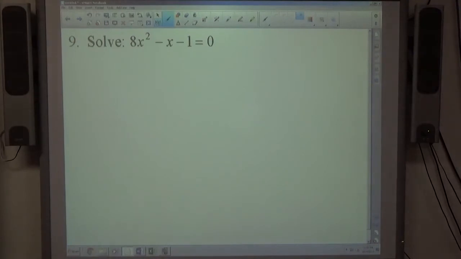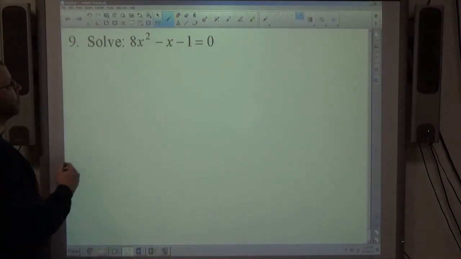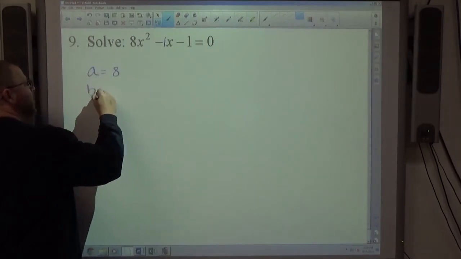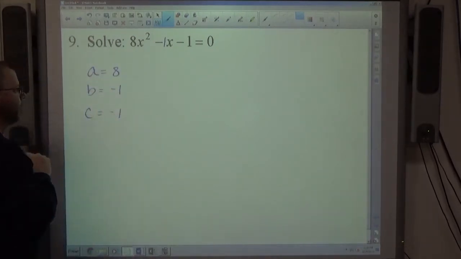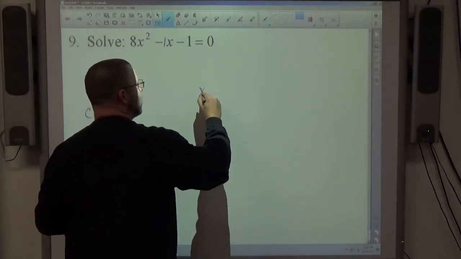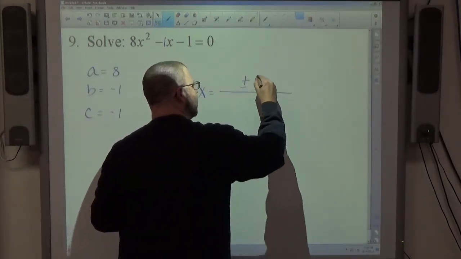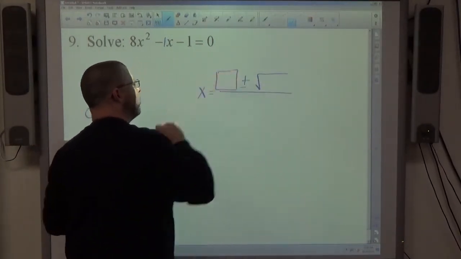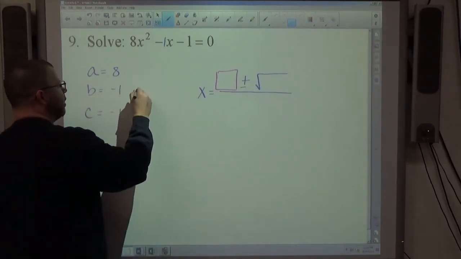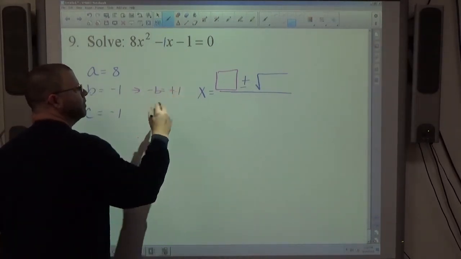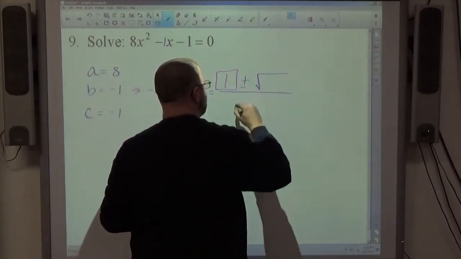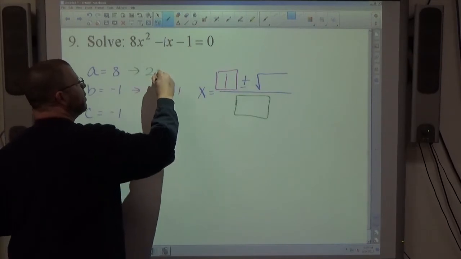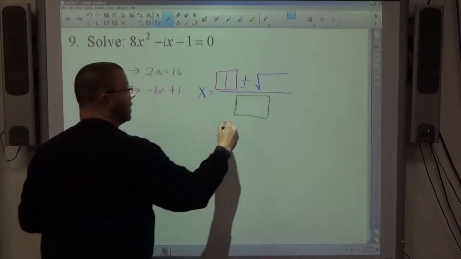quadratic equation. Quadratic formula is my choice, so this is minus 1x, so a is equal to positive 8, b is equal to negative 1, c is equal to negative 1. Which means, if I go ahead and create the structure of my answer, x equals that. What goes in the front box here is minus b. b is negative 1, so minus b is equal to positive 1. What goes down here is 2 times a. A is equal to 8. 2 times a is going to be double that, so 16.